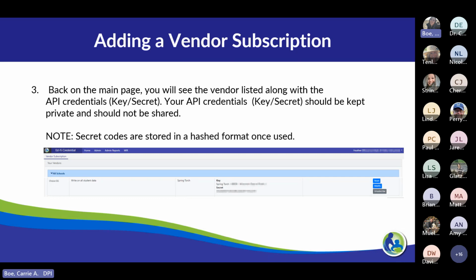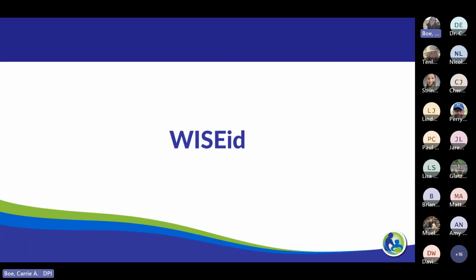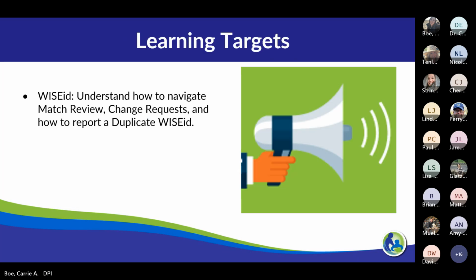Let's see if we have any questions in the chat that need addressing before we move on. Nope. Okay, so we're going to move forward to discuss the next application, that is WISE ID. The WISE ID is the application that is assigning a unique ID to every student that you're reporting. And we're going to talk about some of the nuances of every student that you're reporting, okay?